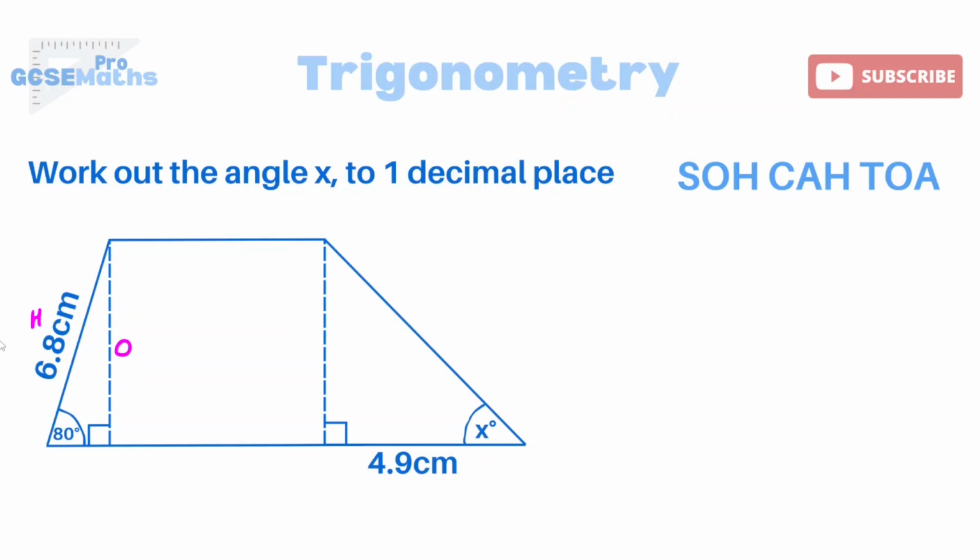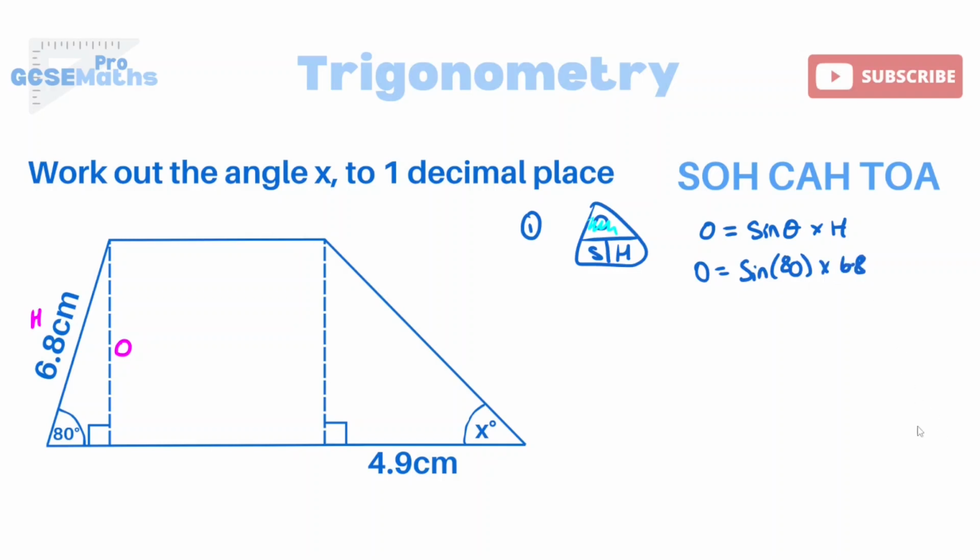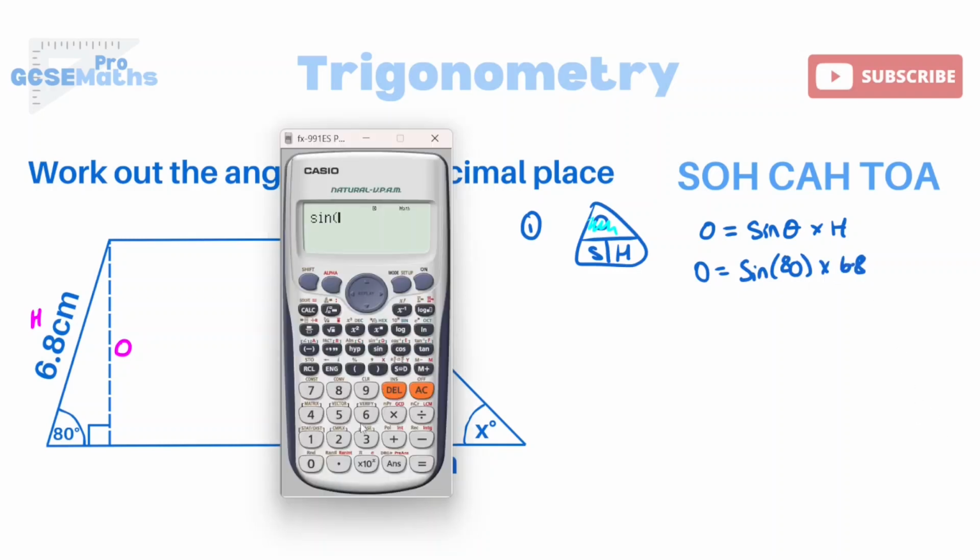So I'm using sin. So step 1, draw my formula triangle so I can work out what to put in my calculator. I'm looking for the opposite. Cross that one out. My formula is the opposite is equal to sin of the angle times by the hypotenuse. Now in this case, we've got sin of 80 and then times by 6.8. That's what's going in my calculator. So sin, just normal sin, not the inverse because we're working out a side. Close the bracket, times by 6.8.